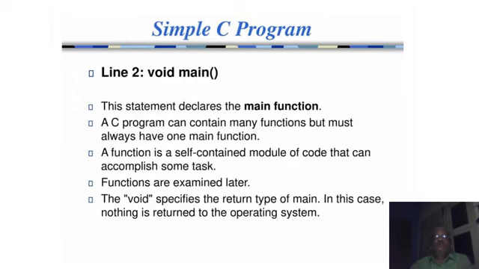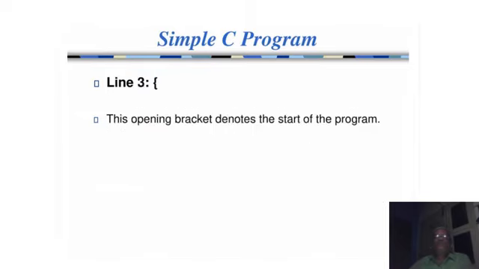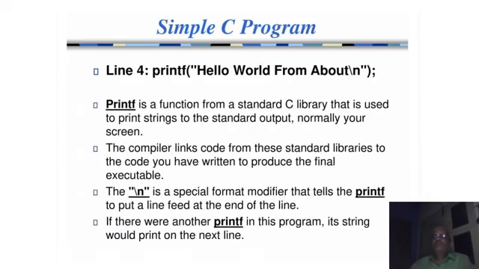Line 2, we wrote void main. What is the meaning of this? This statement declares the main function. A C program contains many functions but must always have one main function. A function is a self-contained module of code that can accomplish some task. Functions are examined later. The void specifies the return type of main; in this case, nothing is returned to the operating system. Then line 3 simply opens the brace. This opening bracket denotes the start of the program.